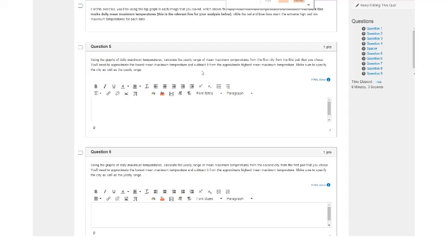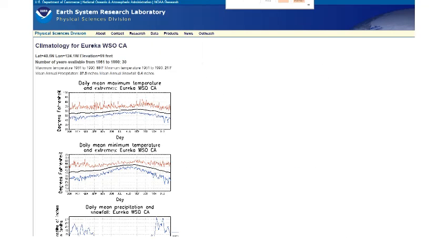In question 5, it tells us we need to calculate the yearly range of mean maximum temperatures from the first city. So let's go back to Eureka and just show you what I'm talking about. We're focusing on this top graph. Notice that the top graph has a red line, a blue line, and a black line in between. Now, this is 30 years of climate data.